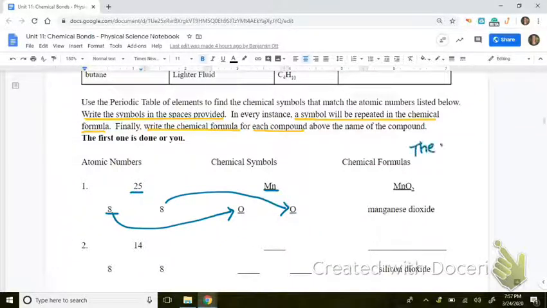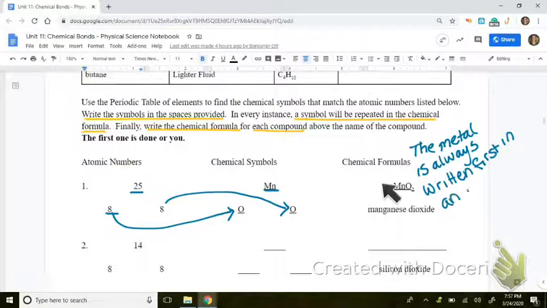This is a really important thing, and I would write this down. In an ionic formula, the metal is always written first. And so that's why we see manganese dioxide written first here, not oxygen first in the formula. So sodium chloride, for example, sodium is our metal. That's why we always write that first. All right, so there's your example there.